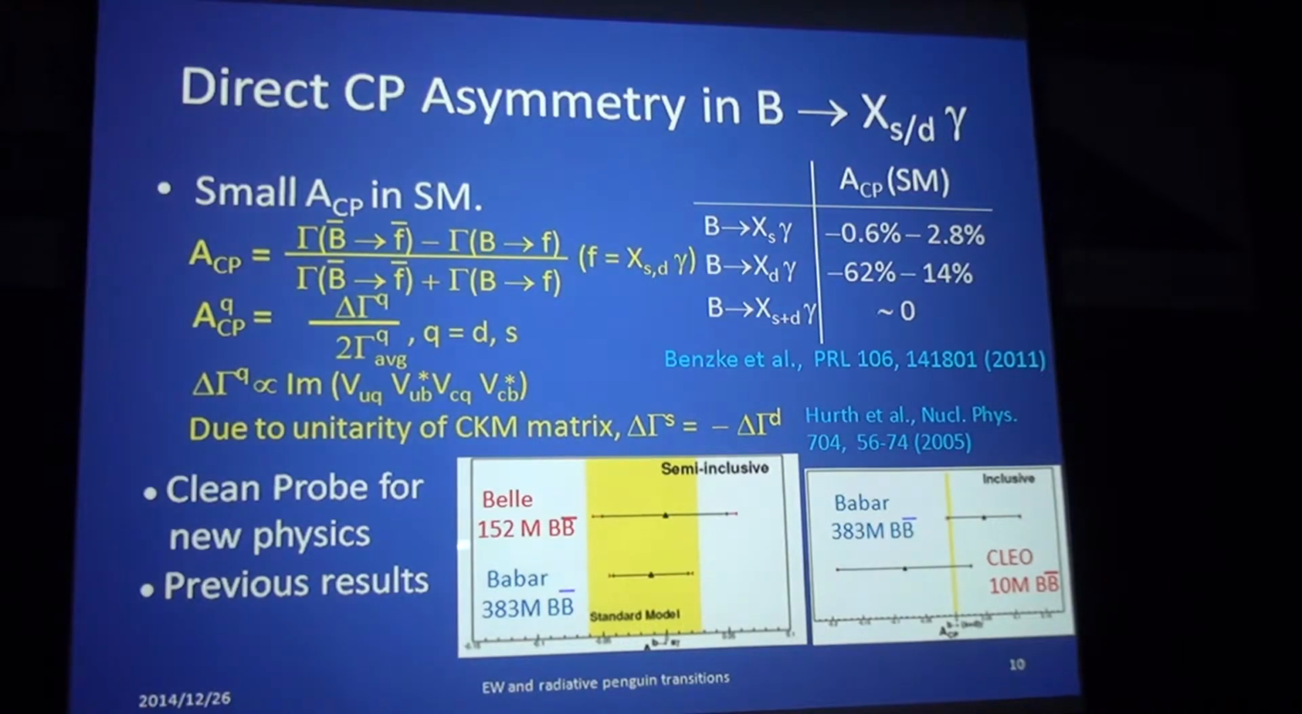Before our measurement, these are the previous results from Belle and BaBar, 152 million BB bar and 383 million BB bar, for this semi-inclusive approach, which means the B to X_s gamma measurement. On the right-hand side, there are BaBar and CLEO measurements for the B to X_s plus d gamma measurement. So today I'm going to show the Belle results on this inclusive approach and the BaBar update on the B to X_s gamma approach.